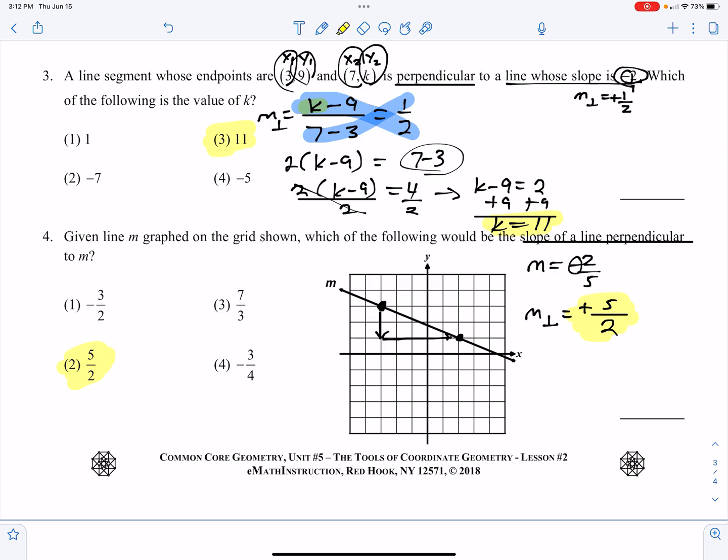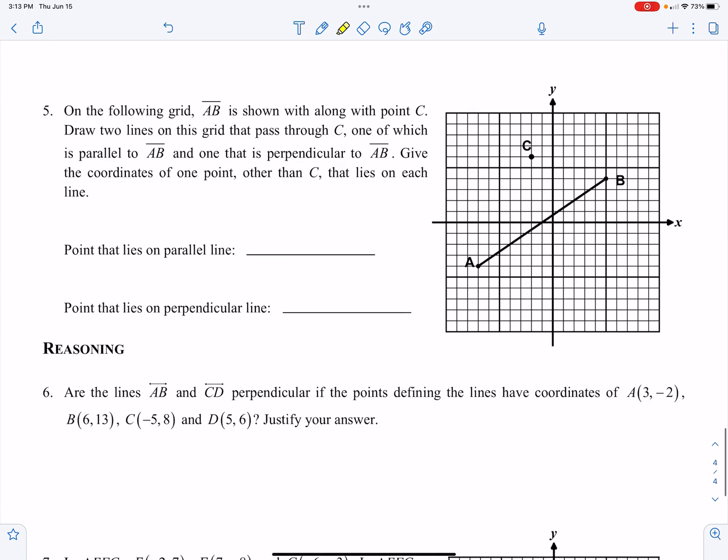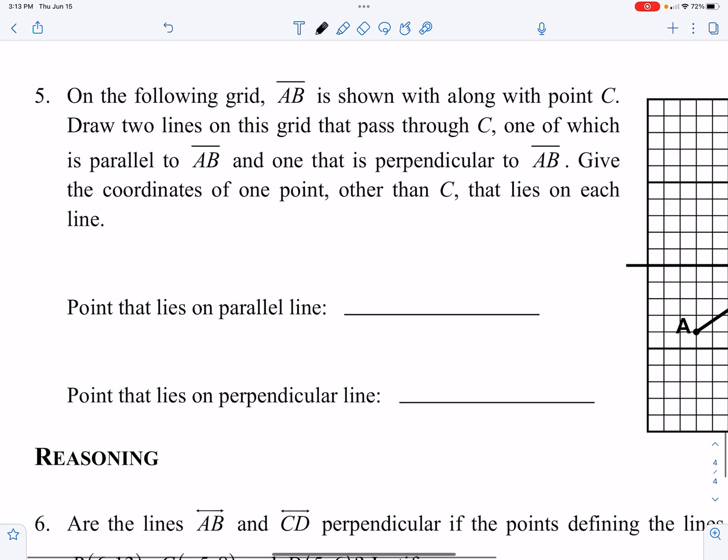Okay, let's move on to the second page. Number 5. On the following grid, AB is shown along with point C. Draw 2 lines on this grid to pass through point C. One of them is parallel to AB, the other is perpendicular to AB. So what do we need to do? We need to find the slope of AB. So first let's do that, okay?